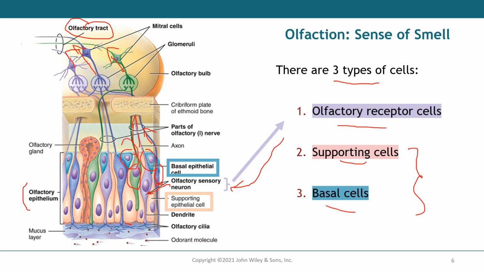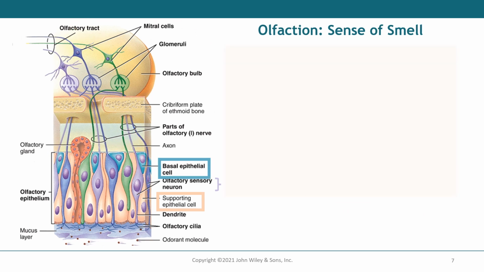Okay, so in the following slides we will talk about each one of these components, and we will try to understand each one of these names in a simpler way. But I hope it was clear that the olfactory epithelium has three main types of cells: olfactory receptor cells, supporting cells, and basal cells. So now let's talk about the other two types of cells.